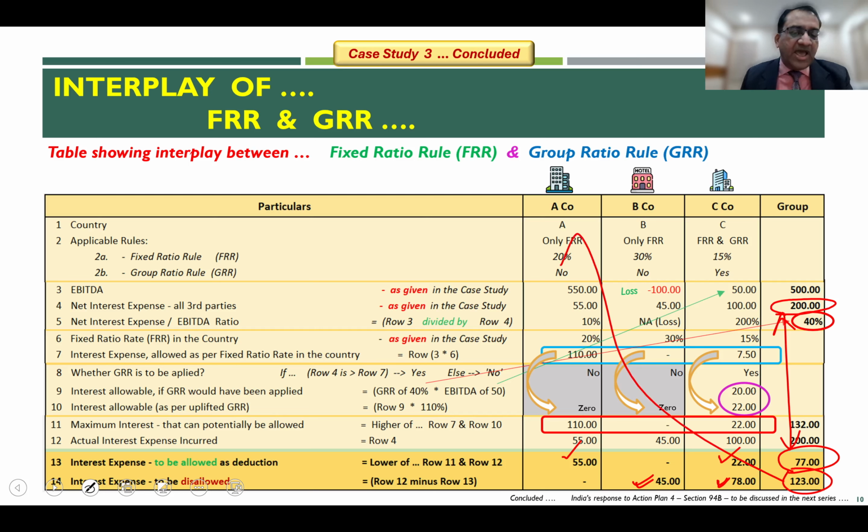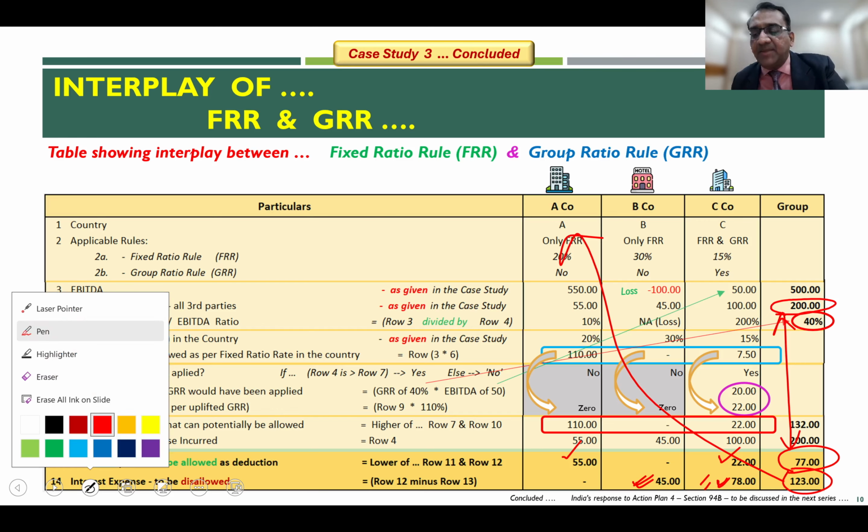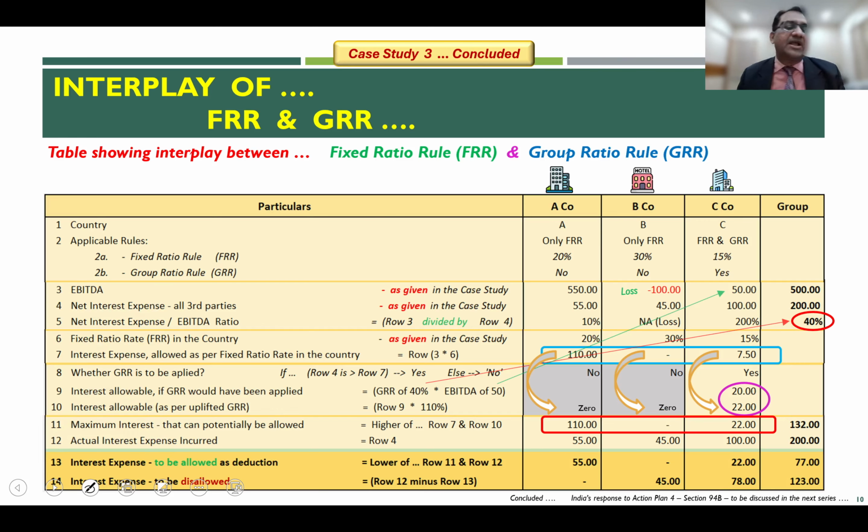Now, of course, what happens to this 123? We have seen that for each entity, each country, you have to look at what is the tax law applicable for each of these countries, and accordingly, there will be a potential to carry forward and use it in future. So this is what I wanted to cover for this particular video. Now, this what we have seen is the action plan 4.